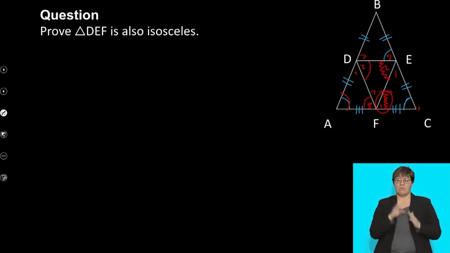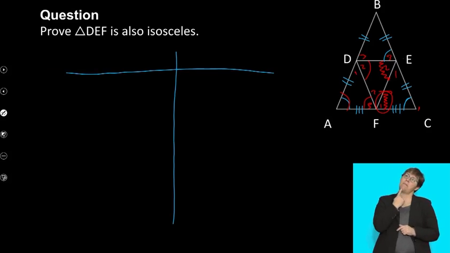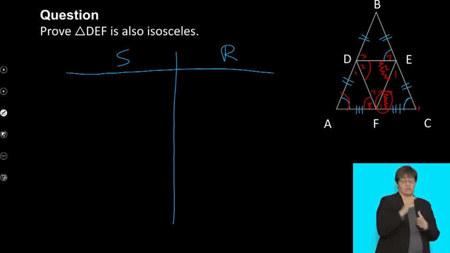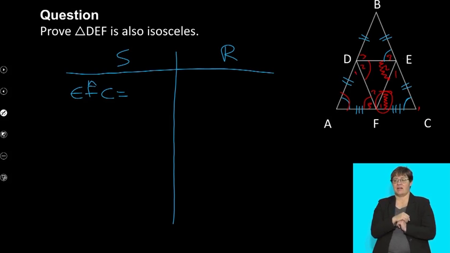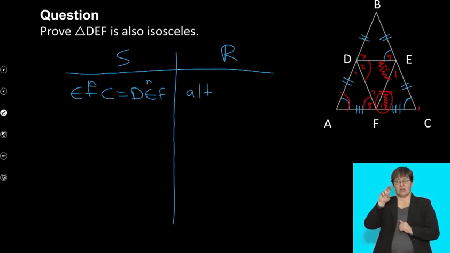By the way, let me just write all of this down so that it does not confuse you because I'm saying a lot of things. So, statements and reasons. Firstly, I'm going to start by saying I know that angle EFC is equal to angle DEF, right? And my reason for this will be alternate angles.